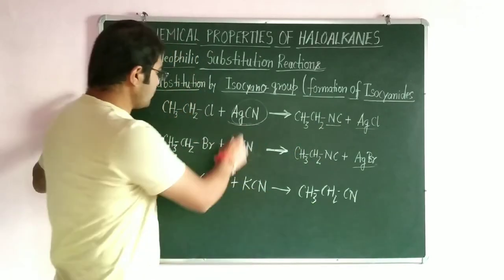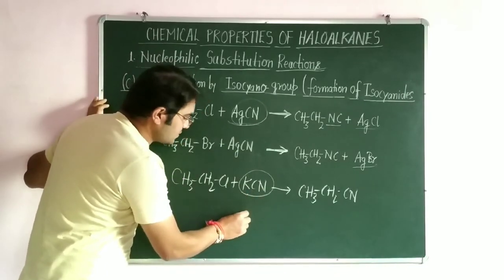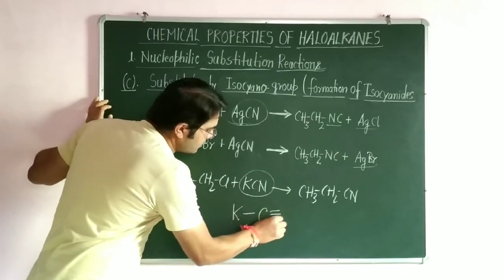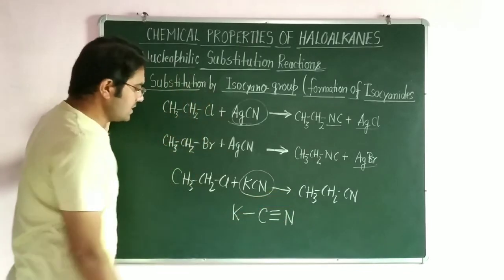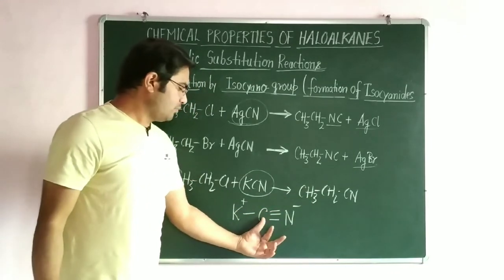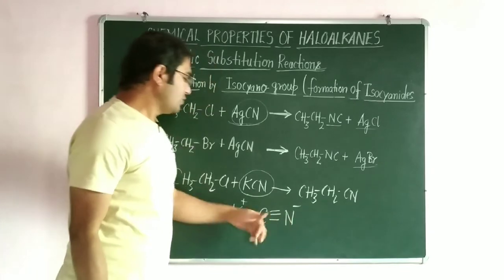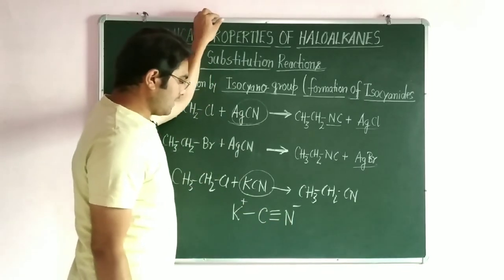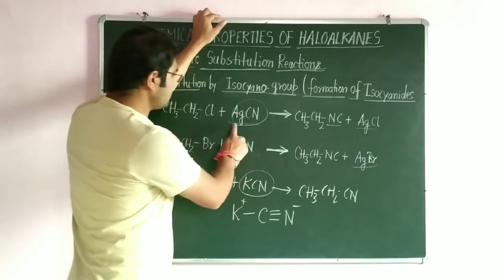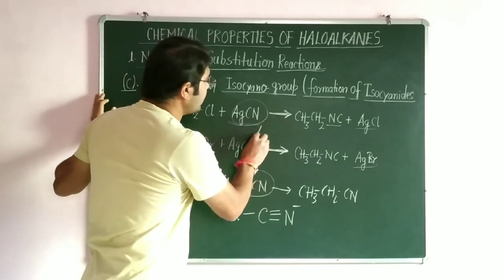So we have to know about this, because in the case of KCN, KCN forms purely ionic character, because it is K positive and CN negative. In this, both atoms, the carbon atom and the nitrogen atom, can donate their electron pairs to the carbon part of the haloalkane. But in AgCN, it is predominantly covalent in nature.